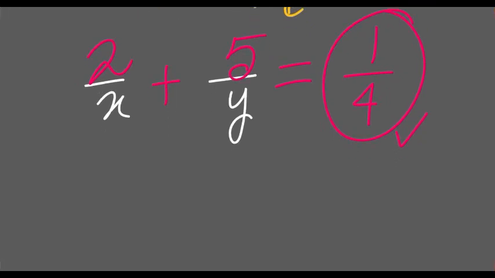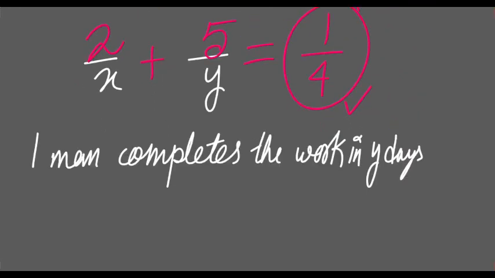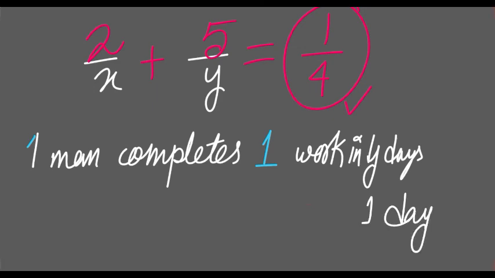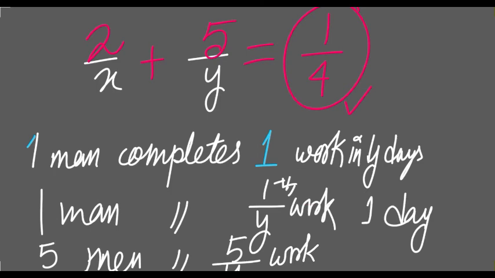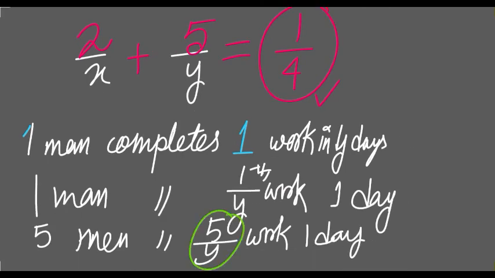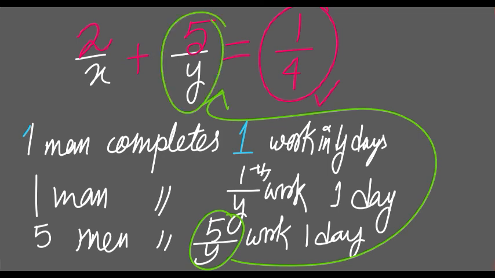So let us take this statement that 1 man completes the entire work, the whole work, that is 100% of the work, in y days. If I take these y days and make it 1 day, then how much part of the work will he do? 1 by yth part of the work. So 1 man completes 1 by yth part of the work in 1 day, and hence how much will 5 men do? 5 by yth part of the work in 1 day, right? So that is what we are writing. This 5 by y comes here, that is, 5 men complete 5 by yth part of the work in 1 day.